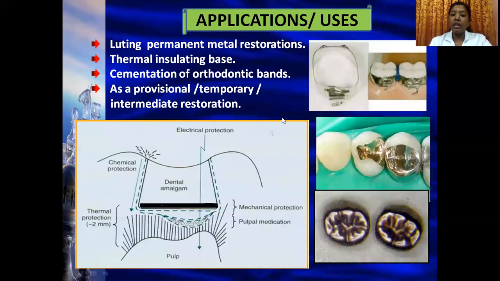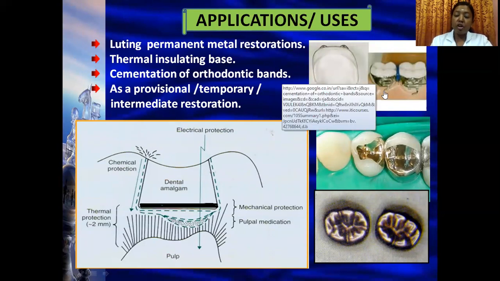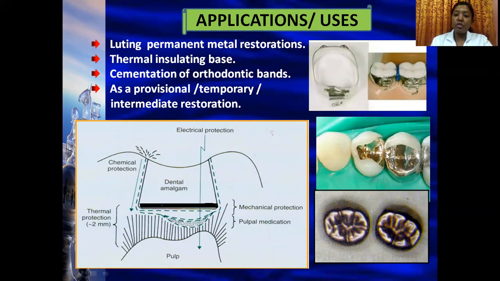So coming to the clinical applications and the uses of zinc phosphate cement. So as I told you, we have two consistencies, isn't it? There's a luting consistency and a restorative consistency. So the luting is mainly used to lute your inlays, onlays, your crowns, even your cast post and core. It can also be used to lute your orthodontic band. So you can see here this is a molar band, wherein your bracket is placed. This is your inlay, onlay, and this is your crowns.